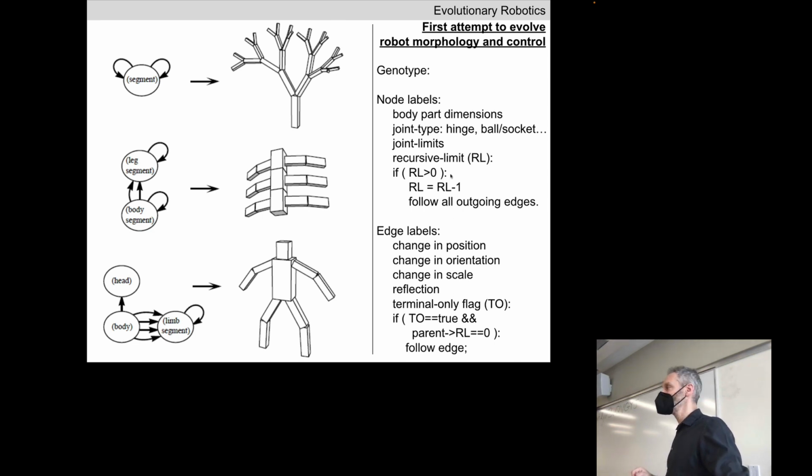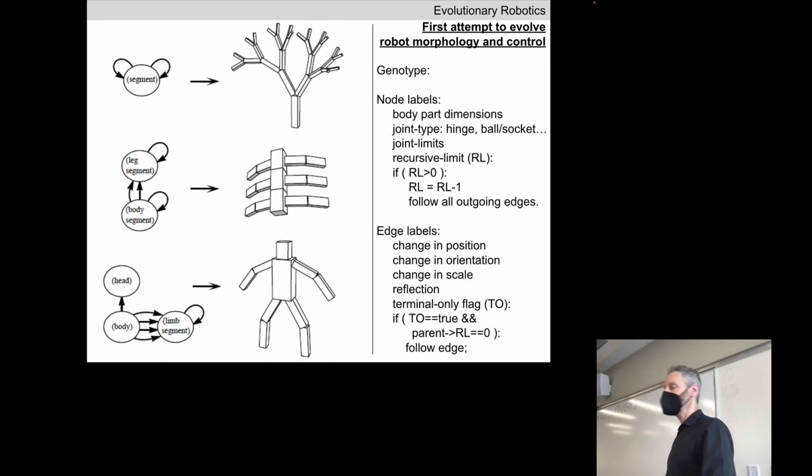So let's jump back to the recursive limit over here. Every time we arrive at a node, there is an additional integer, which is this recursive limit. If the value is greater than 0, we decrease it by 1 and follow all outgoing edges. If we arrive at a node and its recursive limit is 0, we build the object and the joint specified inside that node, but we don't follow any outgoing edges, right? So obviously, if we are traveling through this graph recursively, we have to have some way to tell it to stop, or else we would build a robot made of an infinite number of body parts.